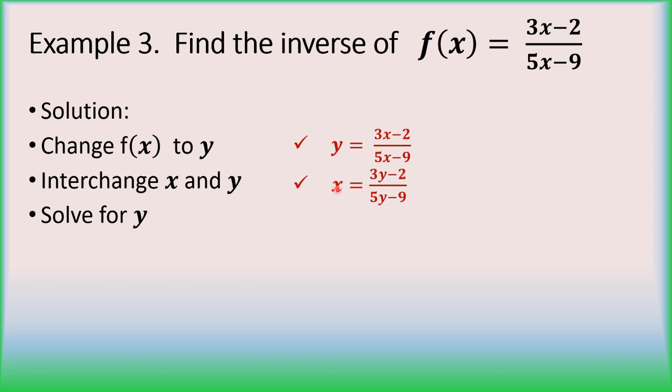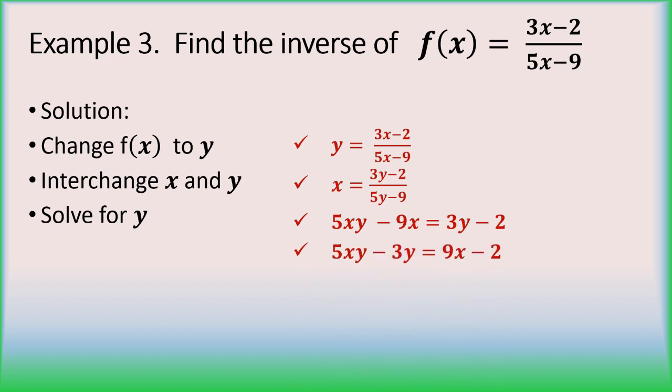Okay, so we now have x times 5y, we have 5xy. And then x times negative 9, you have negative 9x. And then the imaginary 1 here times 3y minus 2. You have there 3y minus 2. Okay? And then since we're solving for y, we will move all the terms with the variable y to the left side, and those without the variable y we put on the right side. Okay? So we have 5xy, we bring it down, and 3y here we move to the left side, and negative 9x we move to the right side here.